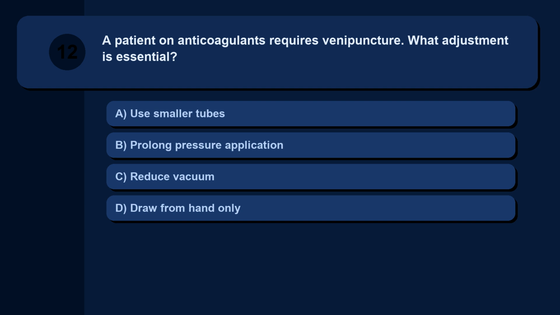Anticoagulants impair clot formation. Extended pressure prevents prolonged bleeding and hematoma formation, which are common complications in these patients.